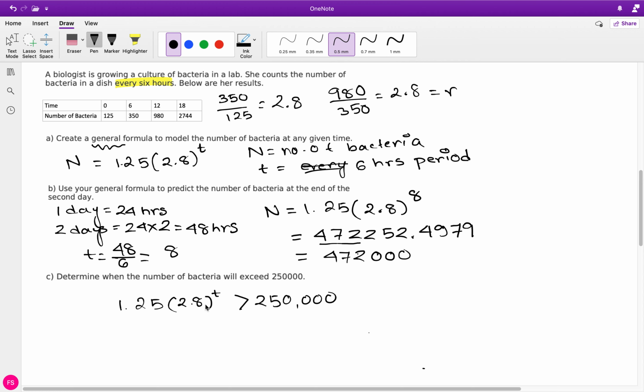To solve questions like this, you need to use log. I will make videos of log later on, not now. So if you know what this log is, you can just solve it by yourself. And if you don't know, I'm going to explain it, but I will explain it in detail later on, not now. So if you want to find this t, you need to get rid of this. I need to make this the subject and move everything to the other side. So if you divide 250,000 by 1.25, you will get 20,000. I'm going to have 2.8 to the power of t is greater than 20,000.